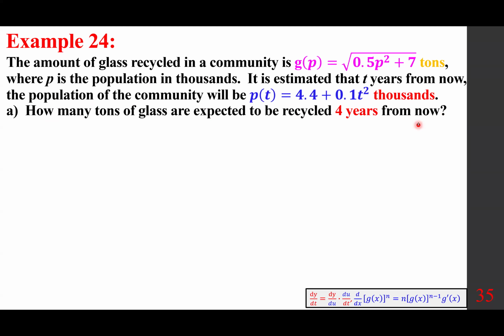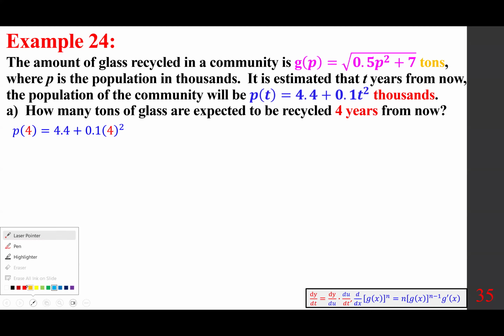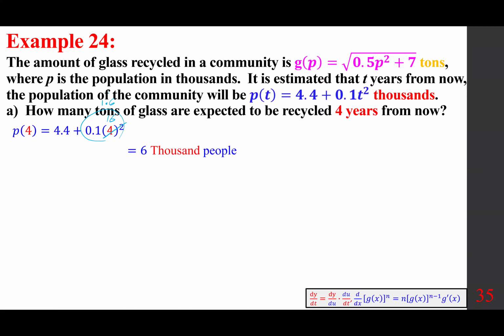So basically, replace the T with 4 here, and that gives you P, the population in thousands. 4 squared is 16 times 0.1 is 1.6, and 4.4 plus 1.6 is 6, and 6 means 6,000 people, because this is in thousands. So number 6, or whatever number, times 1,000. Now, if you plug this one in here, replace the P with number 6.